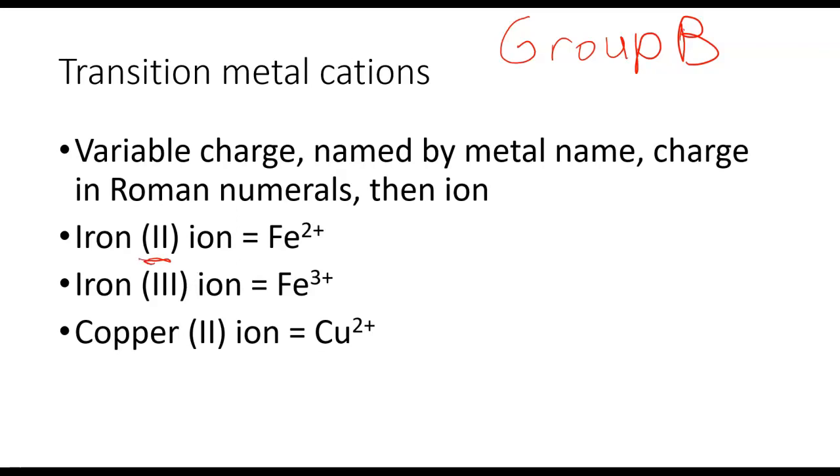And the reason that we use this Roman numeral is because they can have more than one charge. So we don't know when we say iron whether we're talking about iron 2 or iron 3, unless we actually write it in there. So we want to make iron (2) ion. So it's the name, space, parentheses with the Roman numeral and the word ion.